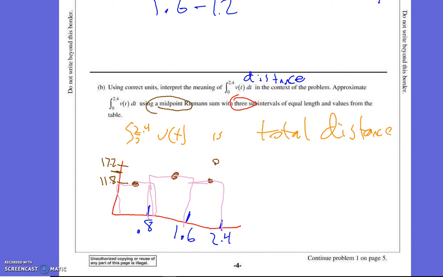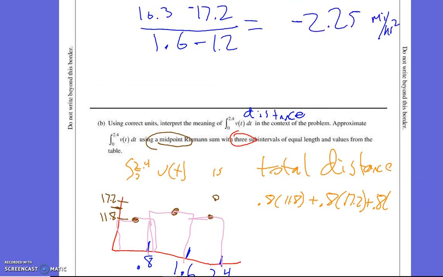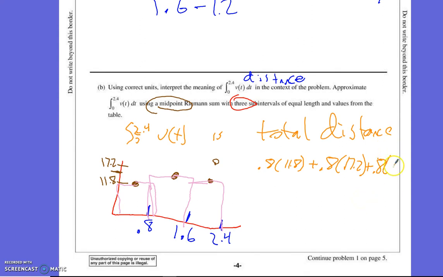Okay, so I just find the area of each of those by the area of a rectangle. So length times width, 0.8 times 11.8. That's going to give us a number. I'm just going to write it all out here. So the total is 0.8 times 11.8 plus the area of the middle one, which is 0.8 times 17.2, plus 0.8 times the height of the last one, which was 16.8. The widths should all be the same, or else you mess something up.